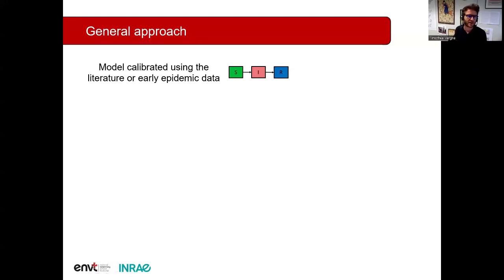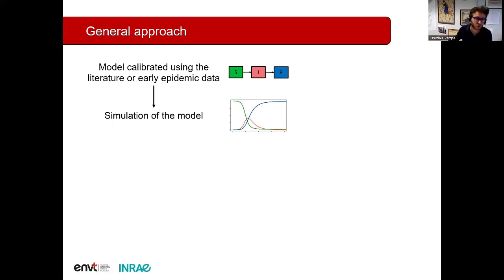So once we have a calibrated model, we can simulate the model. We can run the simulations, and that will give us the evolution over time of the number of susceptible, infectious, and recovered individuals.